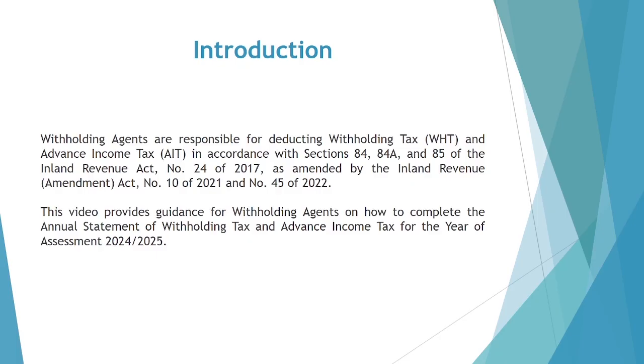As a withholding agent, your responsibilities are clearly outlined in the Inland Revenue Act number 24 of 2017, particularly sections 84, 84A and 85. These sections have also been updated by Act number 10 of 2021 and Act number 45 of 2022. This session is intended to help you fulfill your obligations accurately and efficiently when filing the withholding tax and advance income tax statement for this year of assessment.